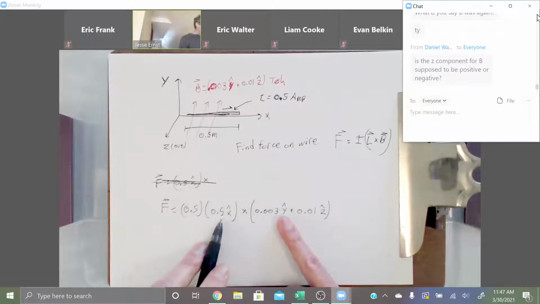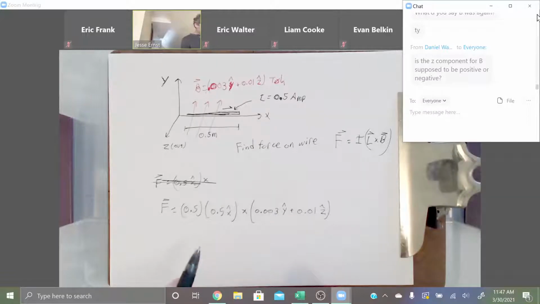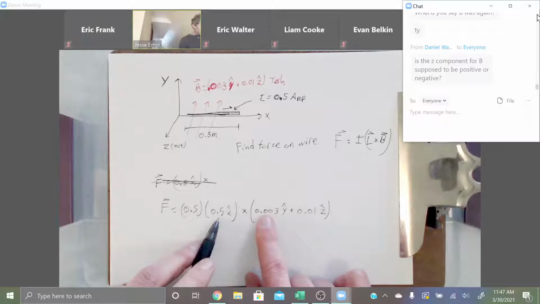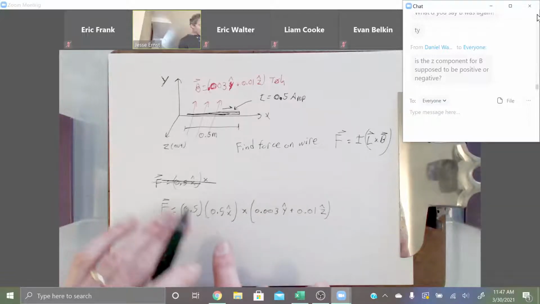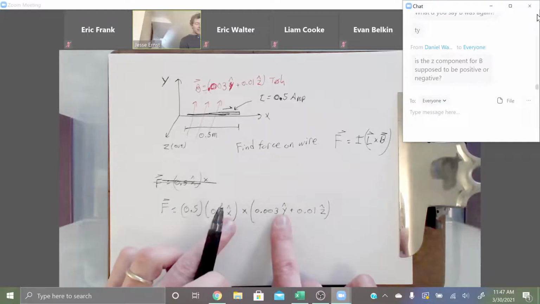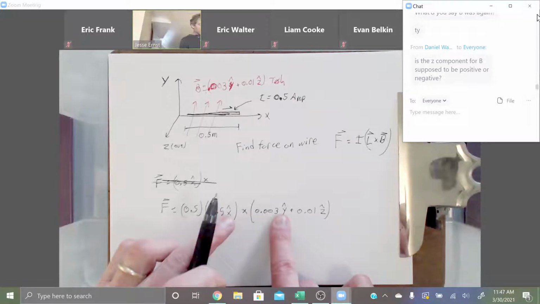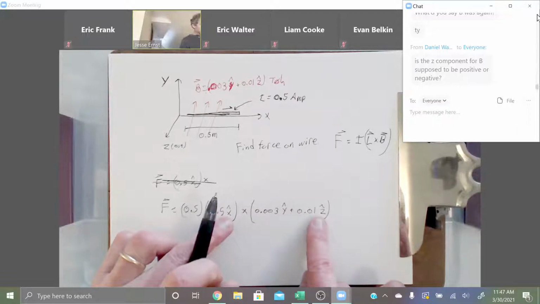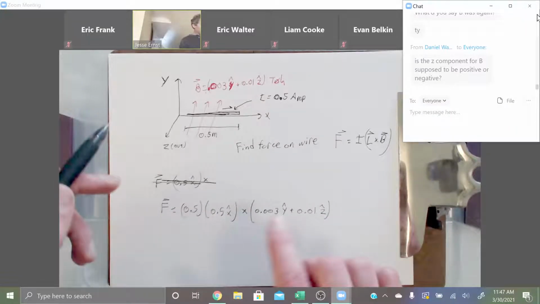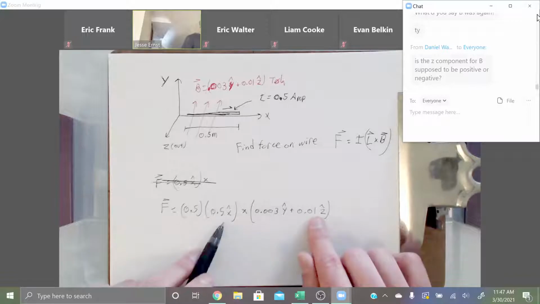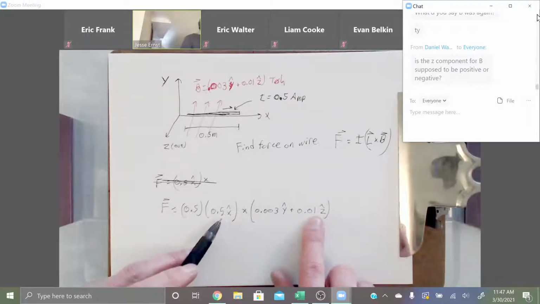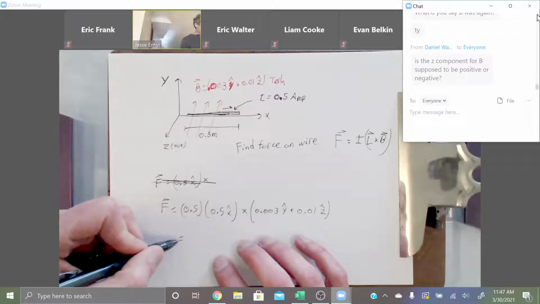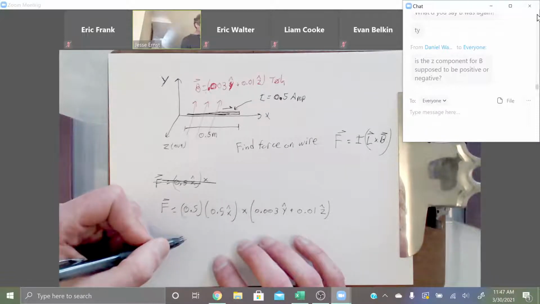And if I do that out, I'll get 0.25 times 0.003. So I have two terms. X hat cross y hat is z hat, and x hat cross z hat, x cross z should be negative y hat. Okay, so if I do that cross product out, I will get, is this okay? Hang on.